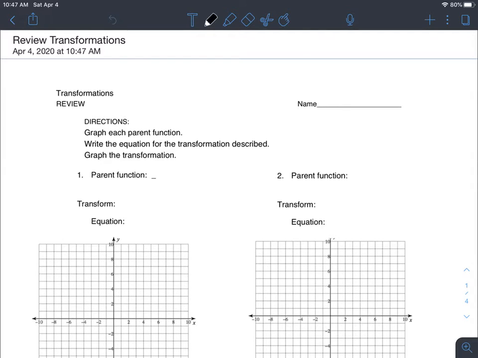Once you're done with this review and you're satisfied that you are feeling comfortable, then go ahead and take the online assessment. We're going to be doing all assessments for the remainder of the year open book. So feel free to use your notes and do the best you can.